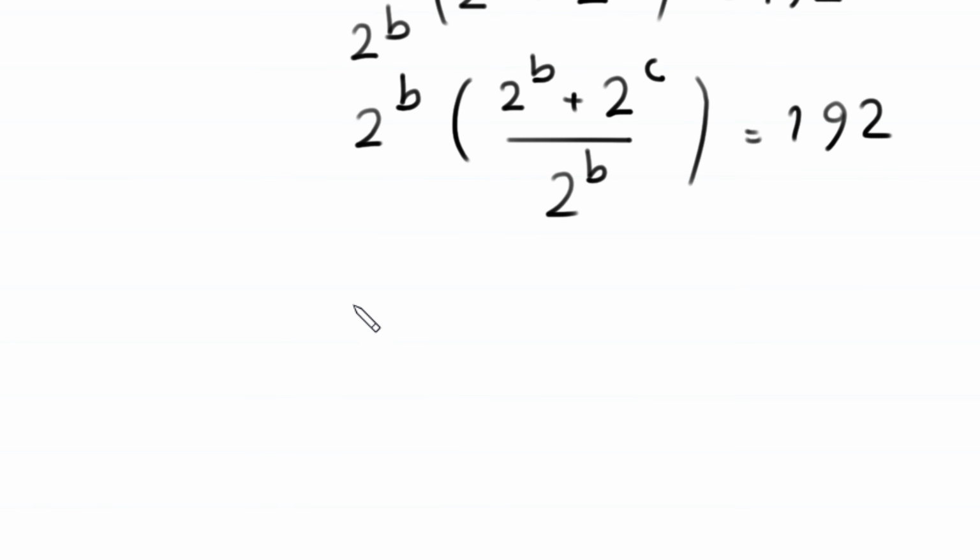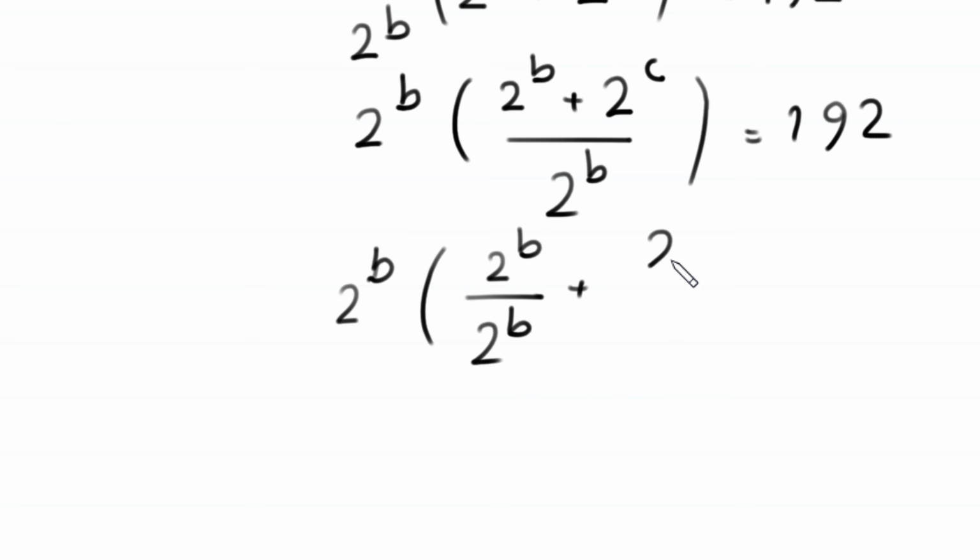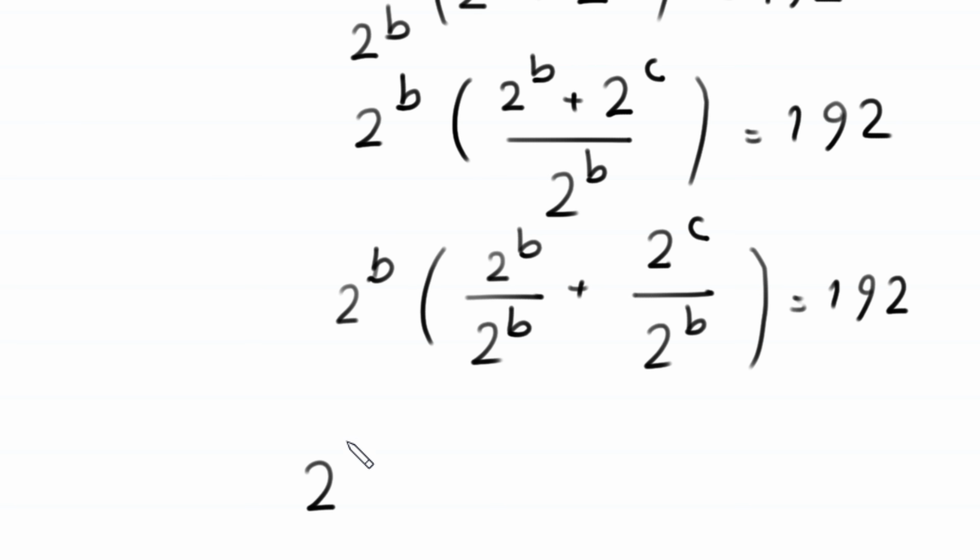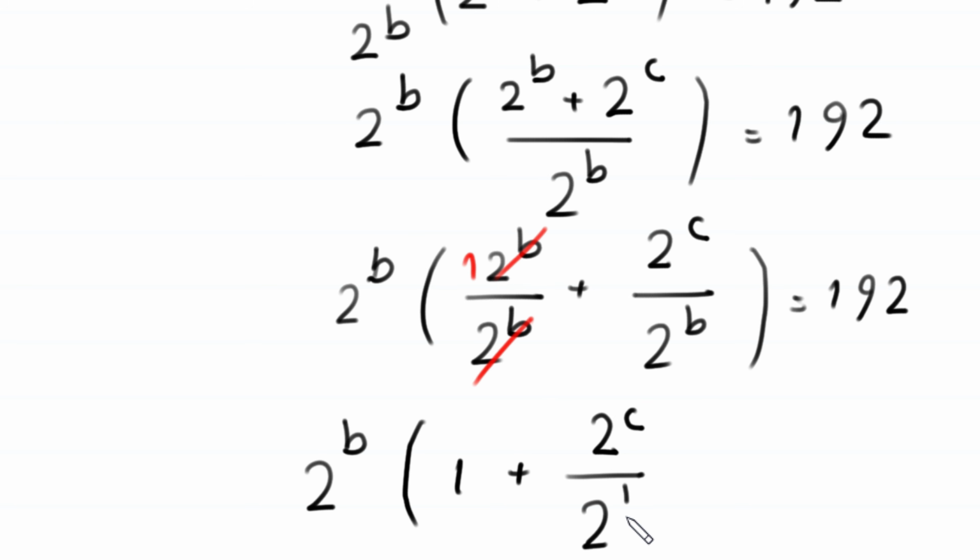Now this expression can be written as 2 to the power b times 2 to the power b divided by 2 to the power b plus 2 to the power c divided by 2 to the power b equal to 192. Further simplify, this will become 2 to the power b times, this will be cancelled out and here is left 1. This will become 1 plus 2 to the power c divided by 2 to the power b equal to 192.